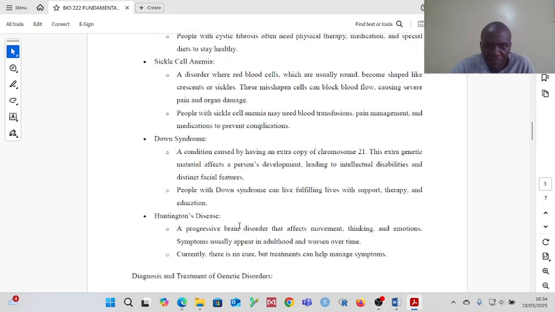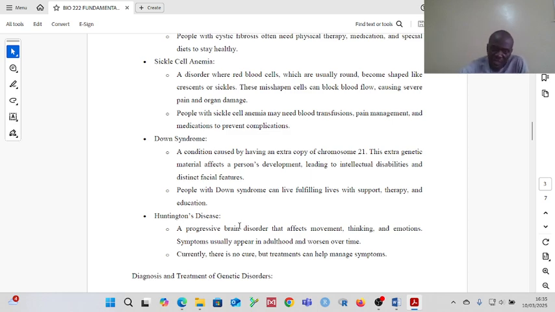With Down syndrome, that is when there is an extra copy of chromosome 21. And once that happens, it affects the ability of an individual to develop. So people who suffer from Down syndrome as a result of having an extra chromosome 21 will have intellectual disabilities. And most of them have very distinct facial features.